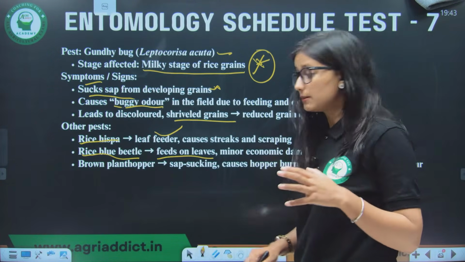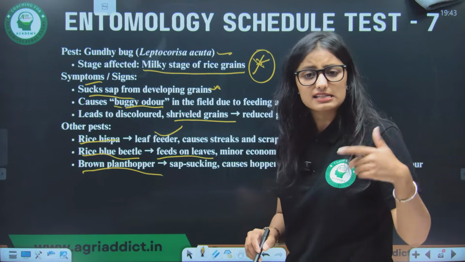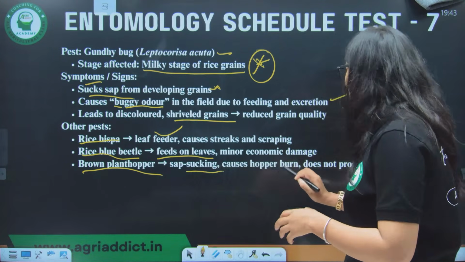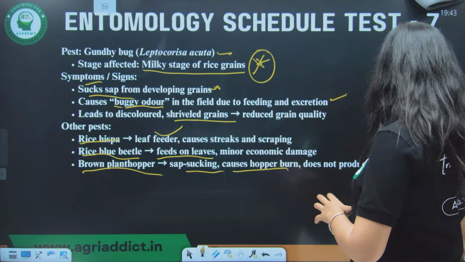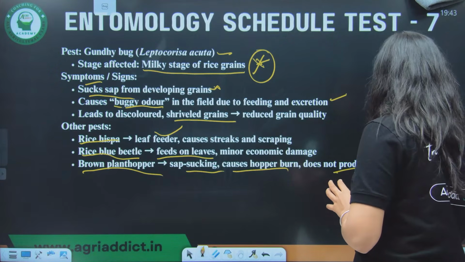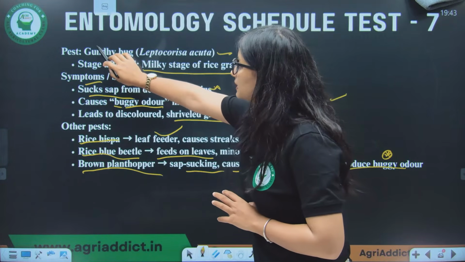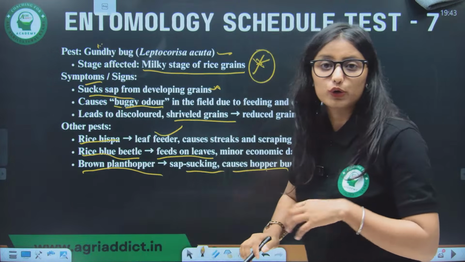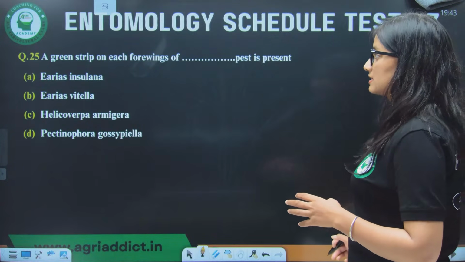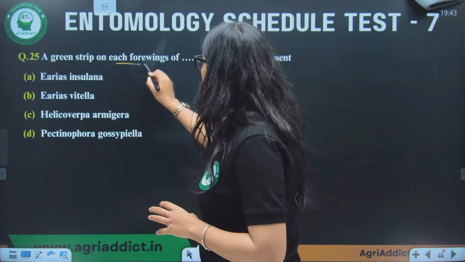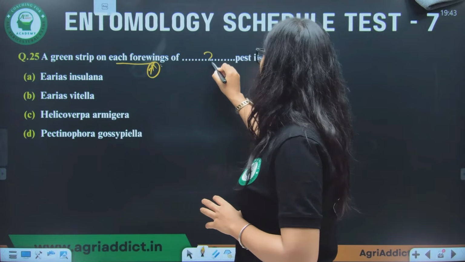What about brown plant hopper? Brown plant hopper, as I mentioned earlier, is sap sucking. So they suck the sap and cause hopper burn. It does not produce buggy odor. It causes hopper burn, and this buggy smell symptom is typical of gundhi bug. Okay. Next is green stripe on each forewing. Remember this forewing; I am asking which pest has it.